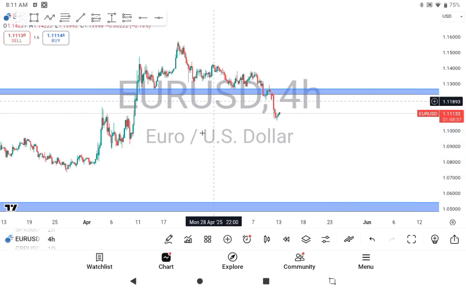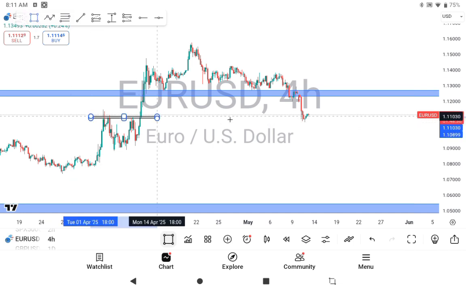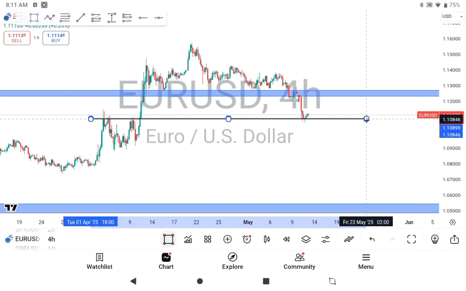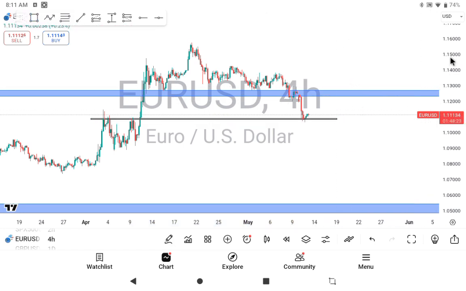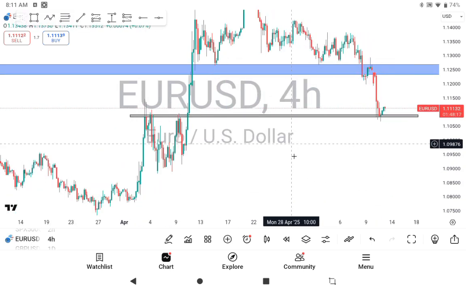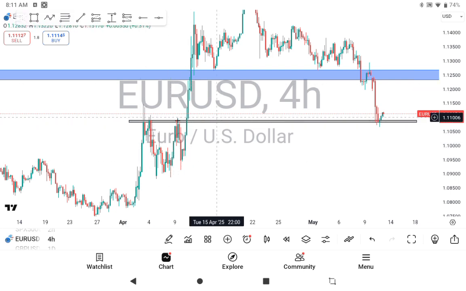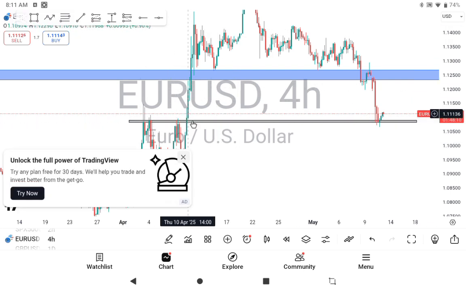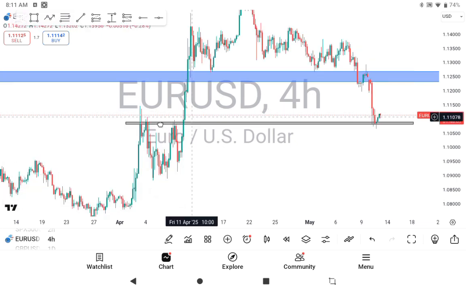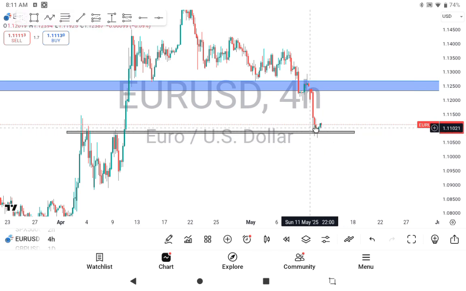Now right here, we have a support level on the 4-hour time frame. This was acting as a resistance level in the past before price was able to break and close above it, and now it has come right here. Now this is acting as a support because we have price here. This is acting as a support level right here.